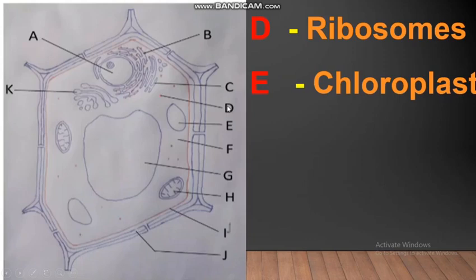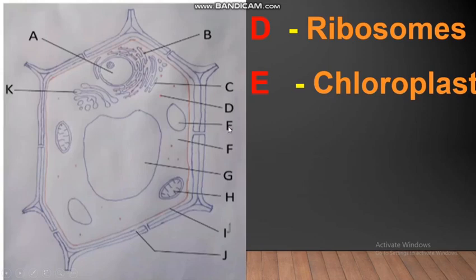We now move on to the structure labeled E, which is the chloroplast. The chloroplasts contain chlorophyll, and chlorophyll will trap sunlight, which allows a plant to be able to make its own food through the process called photosynthesis. So in general, this is a plant cell.